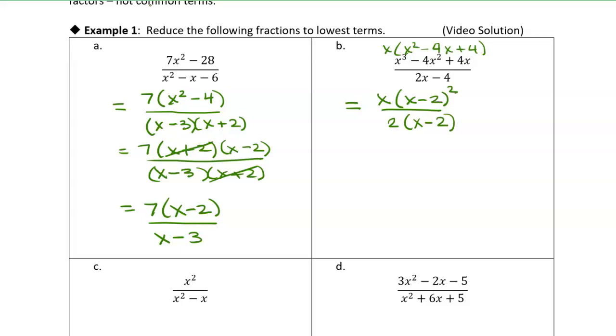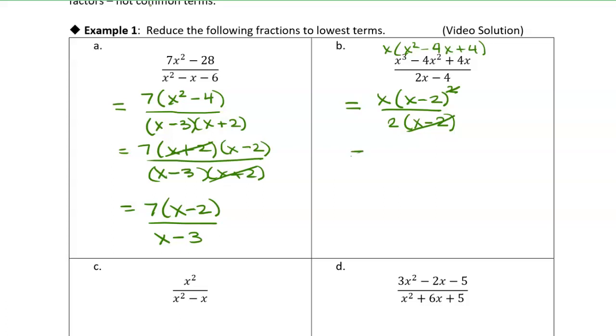All right. So in the numerator, we have x times x minus 2 times x minus 2. That's what the x minus 2 squared is. In the denominator, we have 2 times x minus 2. So you can see I have a common factor of x minus 2. So I'm going to cancel one of those factors. Now I'm only going to cancel one, right? This is the same as x minus 2 times x minus 2. So I can only cancel one of them.